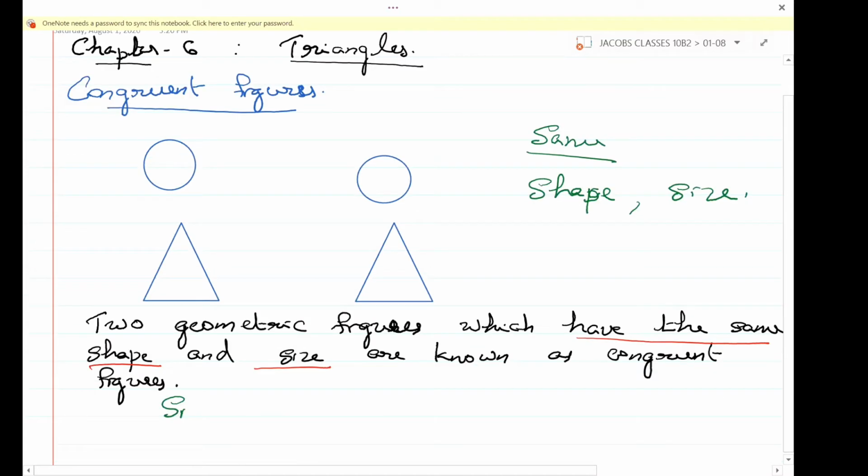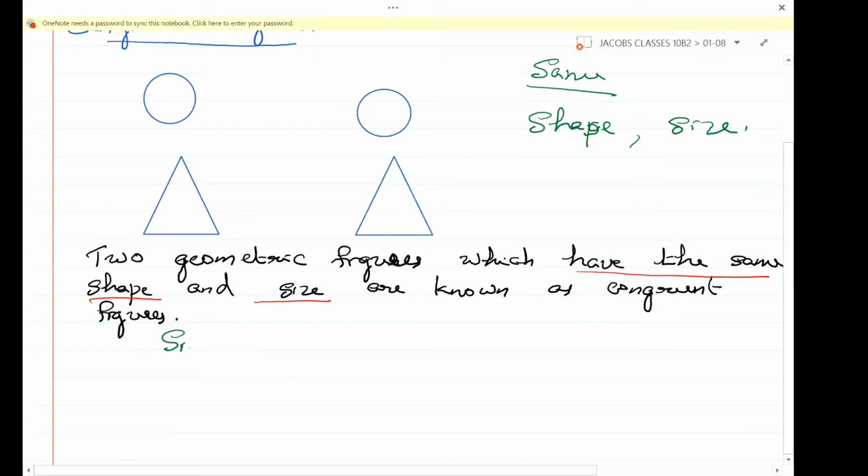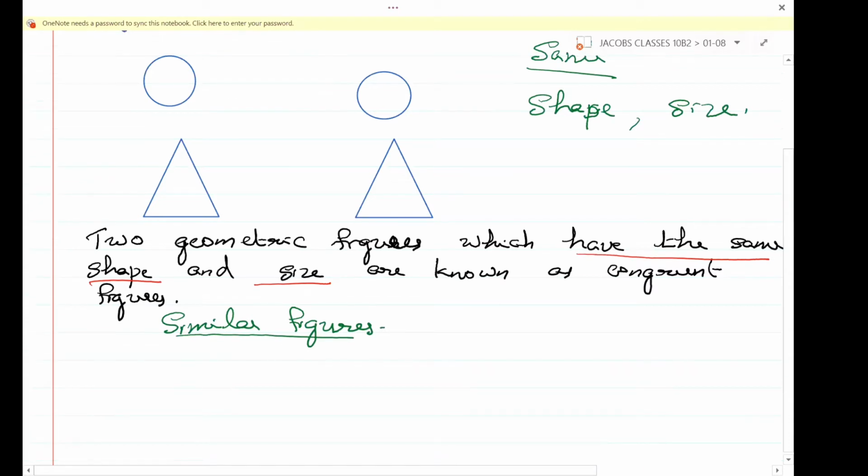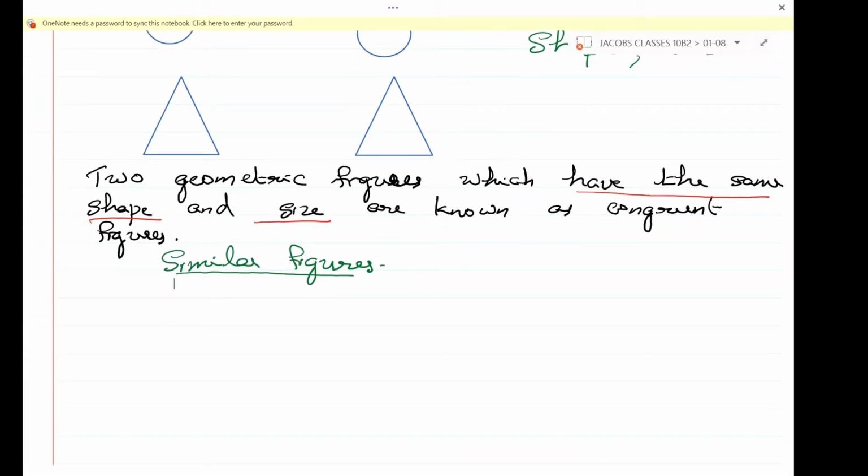Next, similar figures. Right, similar figures. Similar figures means shape will be the same, which means circles, both will be circles, but size will be different. Okay, I repeat, shape will be same, but size will be different. That means geometry figures which have the same shape but different size are known as similar figures.